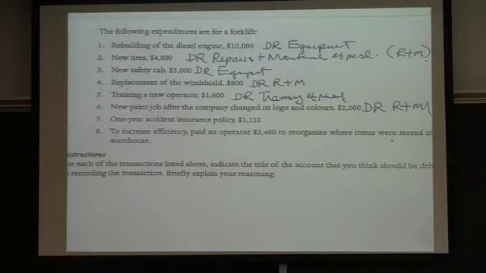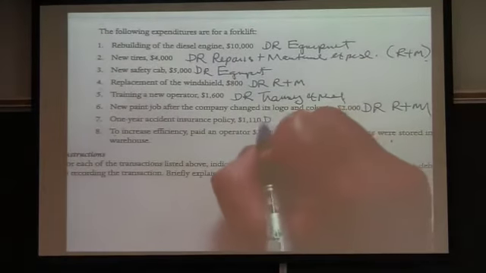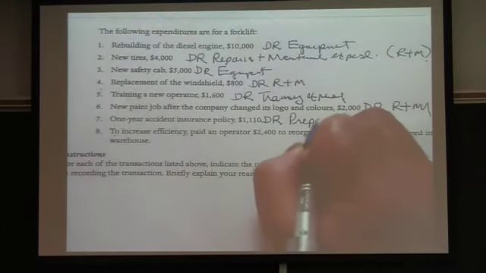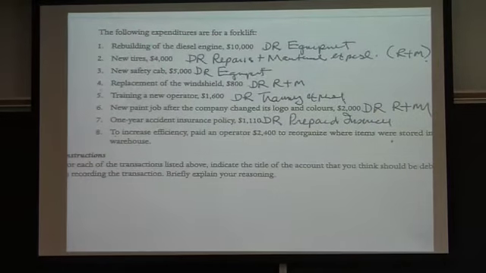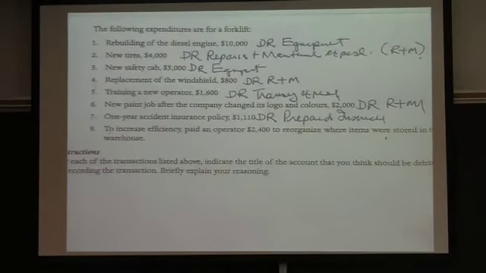Now, what about a 1-year accident insurance policy for $1,110? That, to me, is a debit to prepaid insurance. It doesn't add to the cost of the forklift, it doesn't increase its productivity, and it doesn't increase its value. So to me, it should be an expense item. But given the fact that they paid for it for 1 year, it should be a debit to prepaid insurance, and it gets amortized and allocated to an expense called insurance expense over the period of benefit.